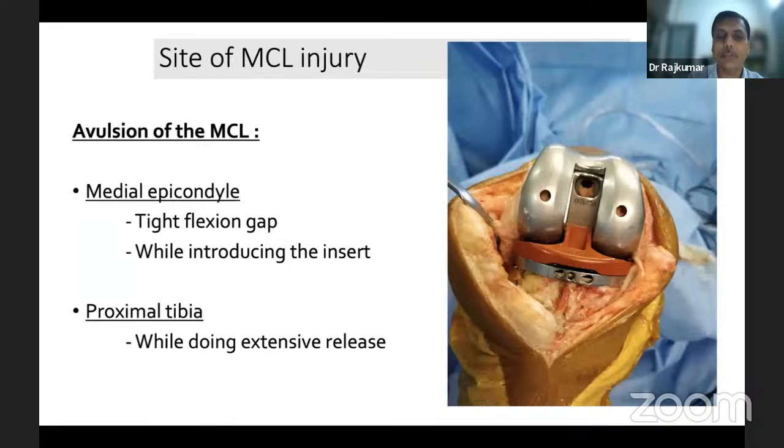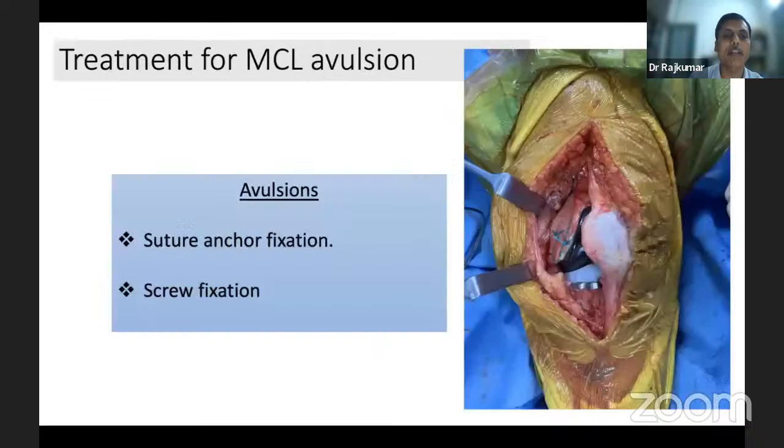Most of the problem comes when you are trying to force the tibial tray, the trial insert itself. At that time, the tibial tray goes medially and hits the osteophyte, and then the osteophyte pushes the soft, osteoporotic area of the insertion of the MCL, and avulsion happens. So in your surgical practice, whenever there is resistance, stop, recheck, be careful, protect it, and then proceed.